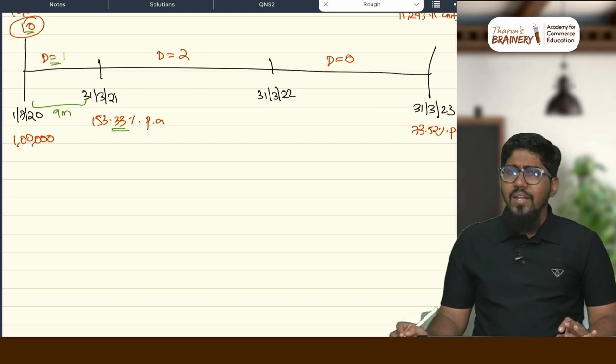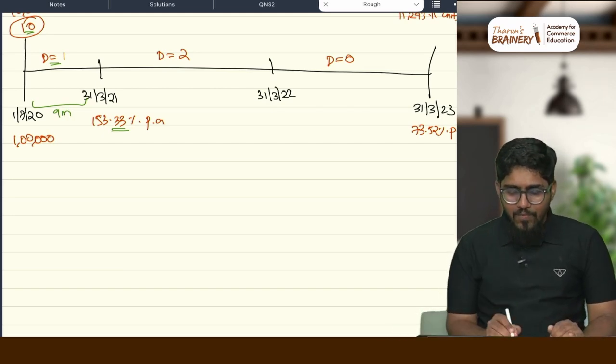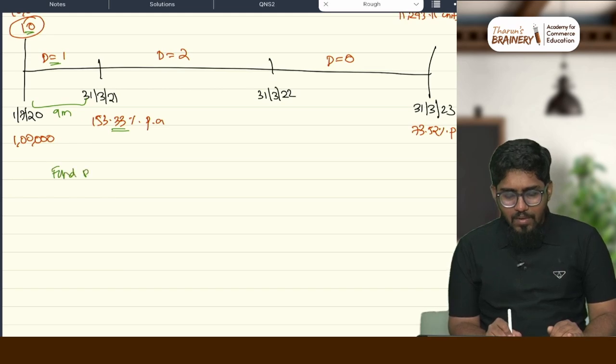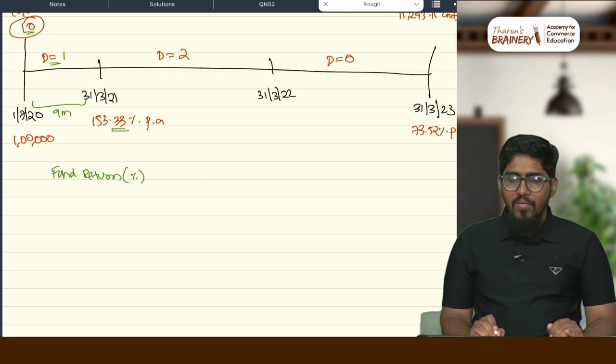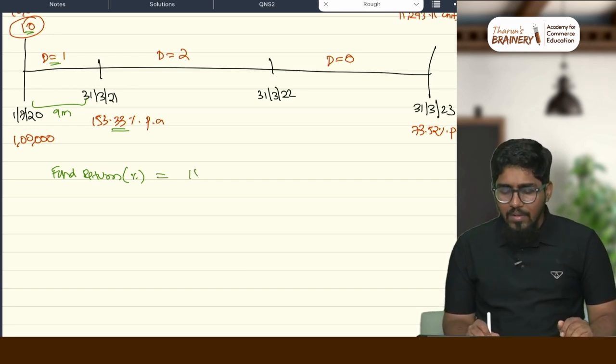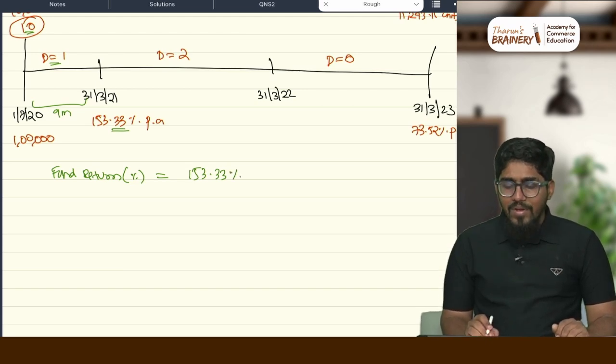So first, can I find out the 9-month return? Can I find out the fund return? First, I want to find out the fund return in percentage. Sir, how can we find it out? You know the annualized return, 153.33 percent per annum.